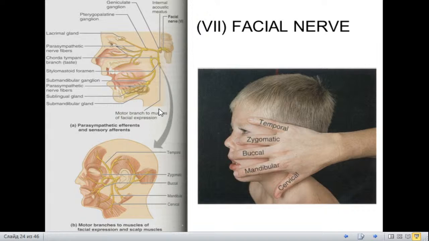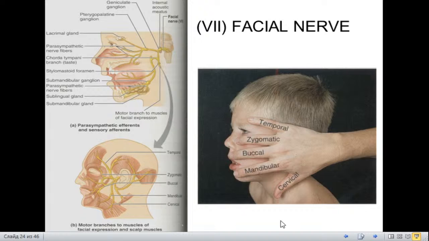Facial nerve, nervus facialis, it is a mixed nerve. It has three components: motor, sensory and parasympathetic. It has a very complicated pathway. In detail you will consider it during practical classes. I would like to concentrate on the terminal branches, and this photo shows how to memorize the terminal branches of the facial nerve more easily, which appear after passing through the parotid gland.